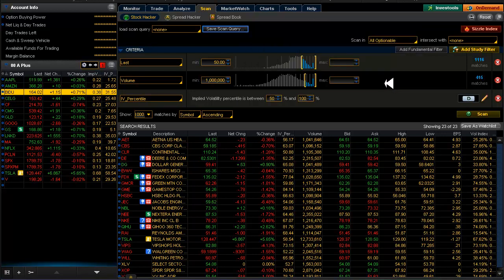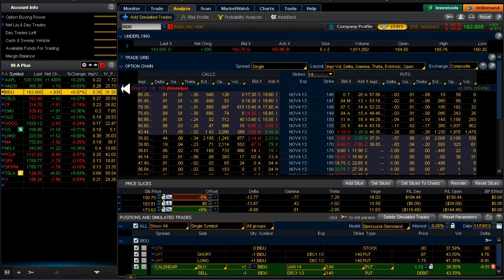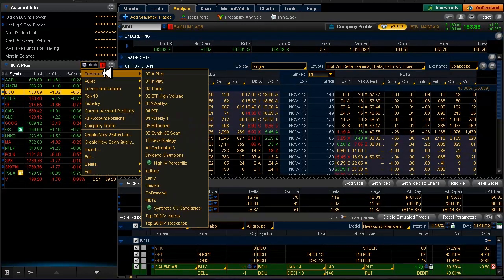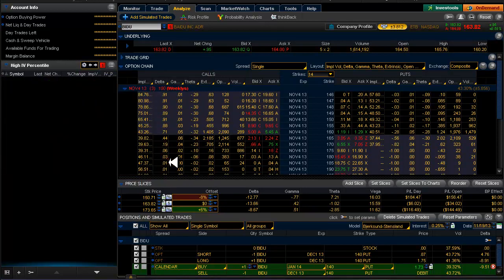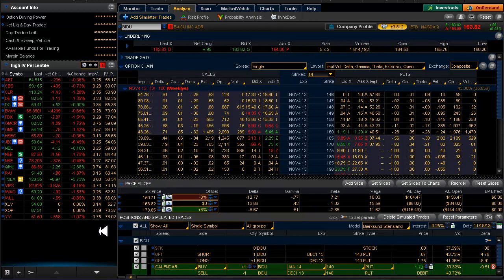Now you actually have a watch list, and it's a dynamic watch list, because each time you bring this up. Let's go back to the Analyze tab, and if I bring this up over here and go over to Personal, I now have a high IV percentile watch list here, and this is telling you it's based on a query. So when you bring it up, it's going to be blank for a second, and then it's going to fill in as it runs the scan. So let's watch it happen here. And there it is. Now this is dynamic.